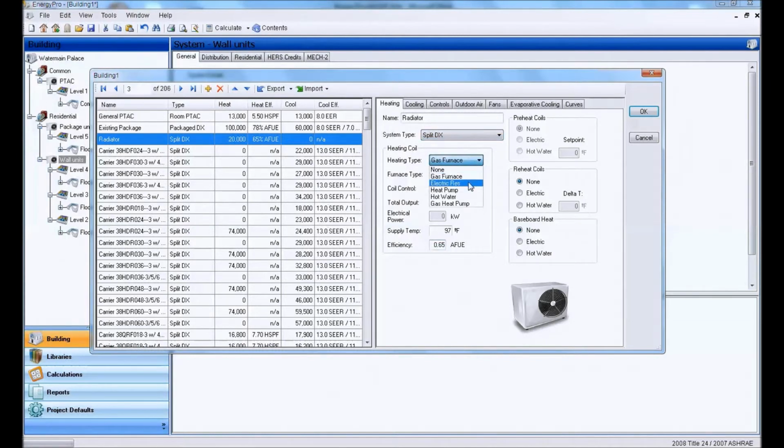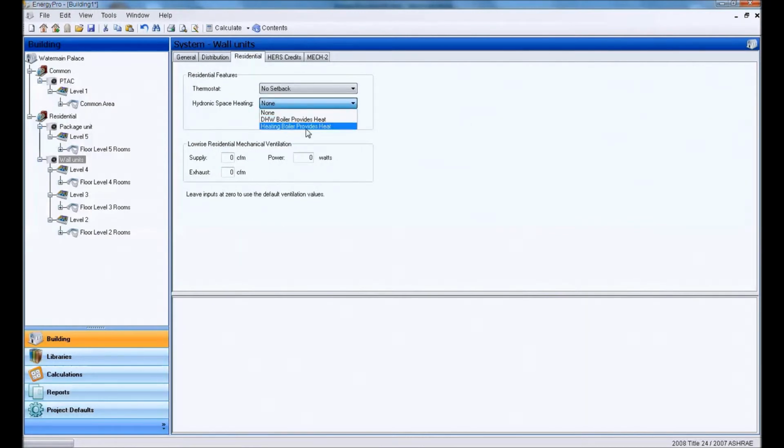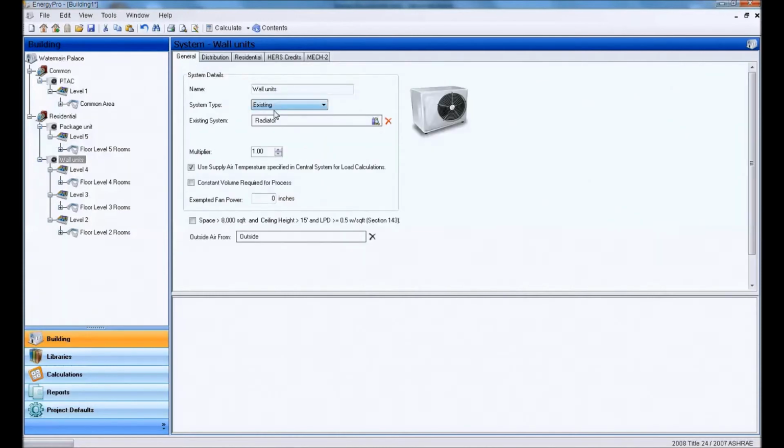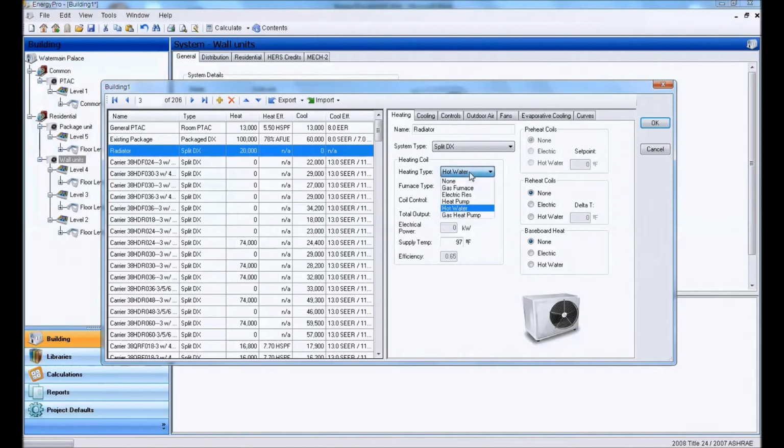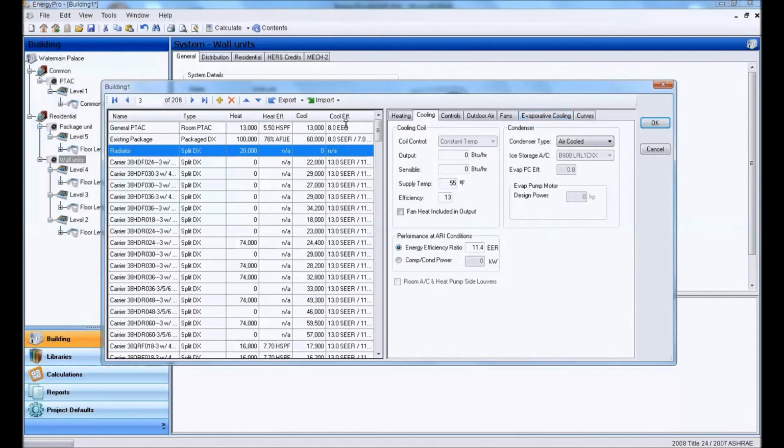or I can set it to gas or hot water, and Energy Pro will know to pull that from whatever I set my thermostat to here. Let's say it's my domestic hot water boiler. Then this knows by default that my heating hot water is from my boiler. But if I did not set up that residential tab accordingly, I would leave that as a gas furnace and say that my radiator has the same efficiency as my boiler or my heating hot water system. So let's say that's a heating hot water, and I don't have any cooling.